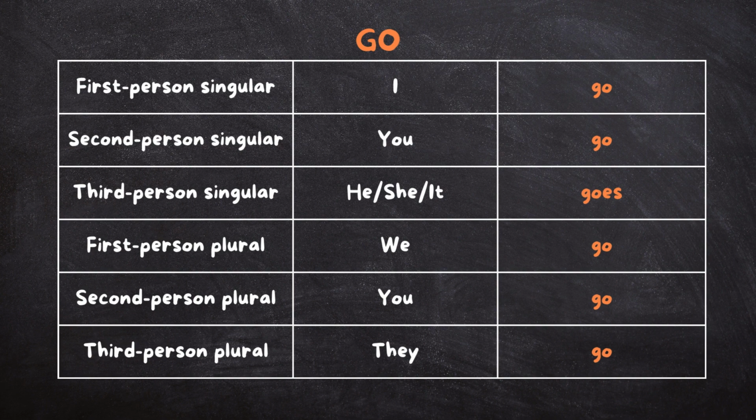The first person plural, we get we go. The second person plural, we get you go. And then finally, the third person plural, we get they go.